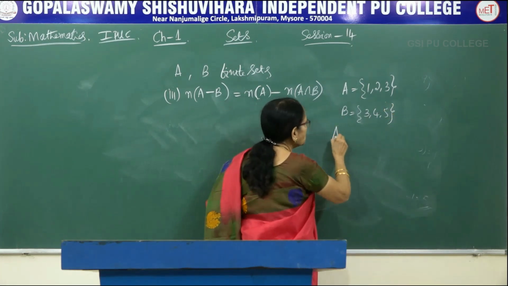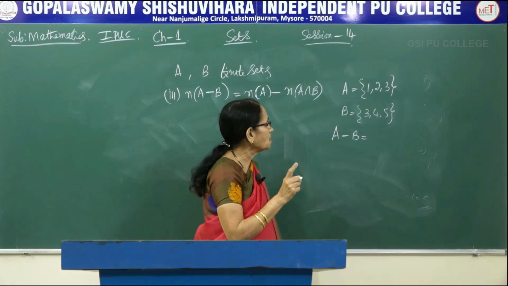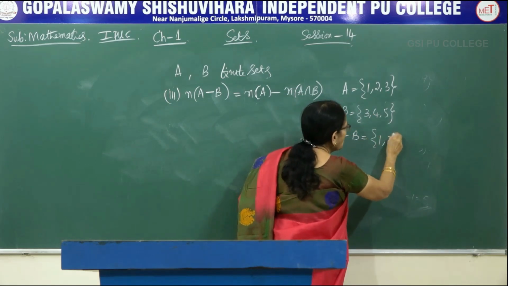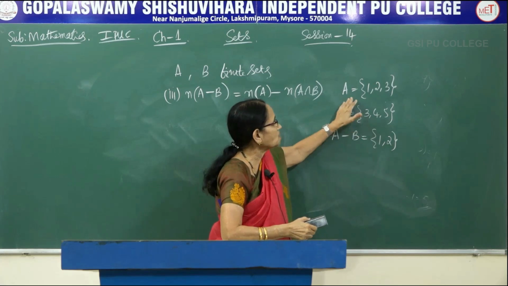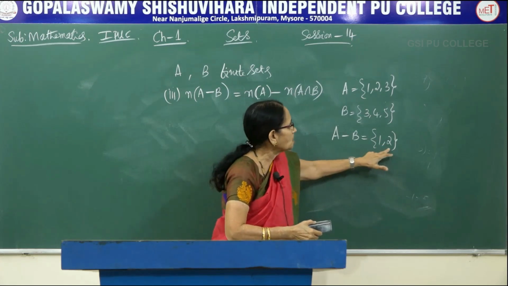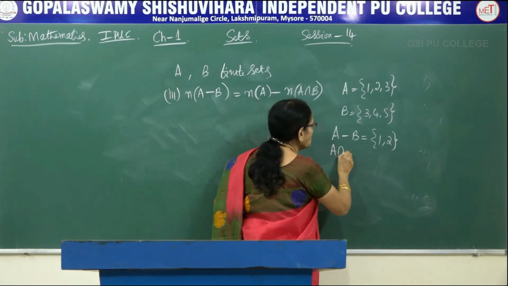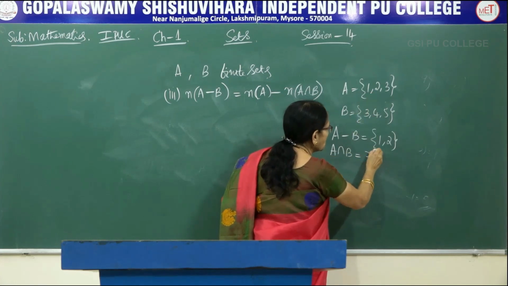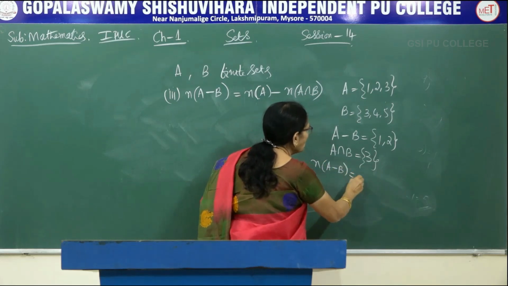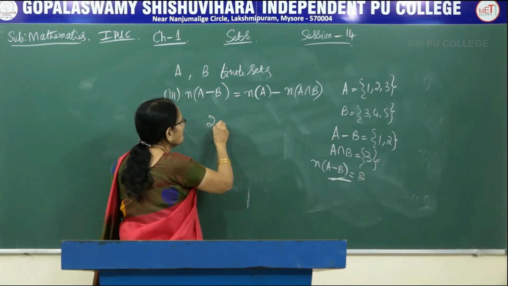Now, what is A minus B? How do you define A minus B? It is a set containing the elements which are present only in A but not in B. What is that one? It is only 1 and 2. So, these elements are present only in A but not in B. 3 is present here also, so that cannot be taken into consideration. So, how many elements did I get here? Only 2 elements. That is the meaning. And what is A intersection B? A intersection B is a singleton, that is 3. Therefore, N of A minus B is 2, that is the left hand side.